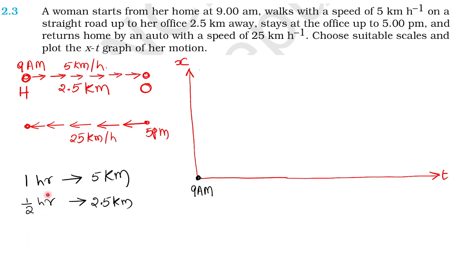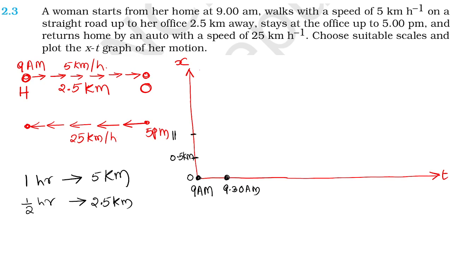30 minutes time. I will interact with you, but let me write here. She starts her journey at 9 a.m., so at 9:30 a.m. she will reach office. So the position here is 2.5 kilometers, using a suitable scale. Let me write something like 0.5 kilometer.